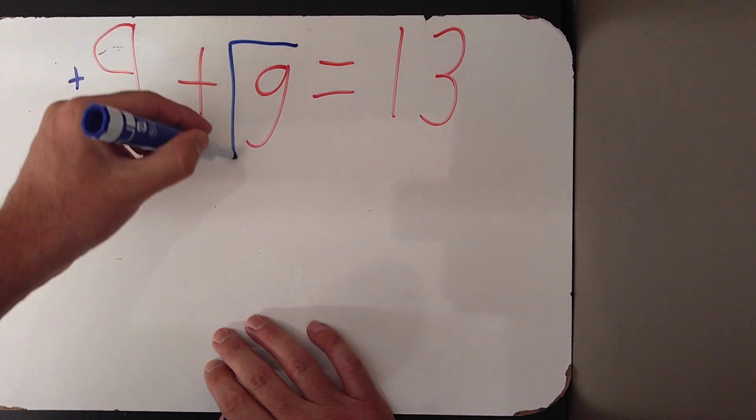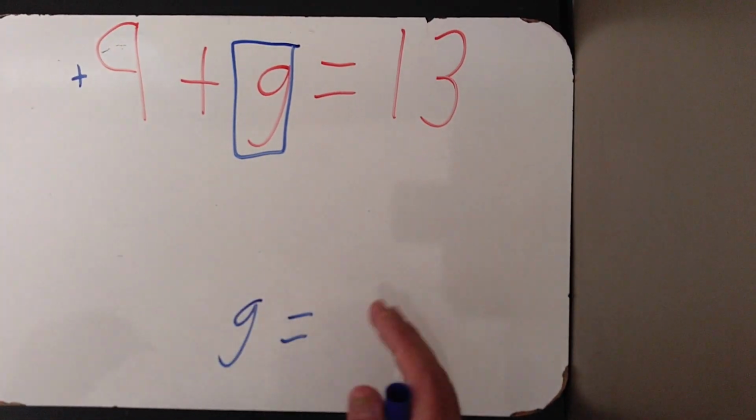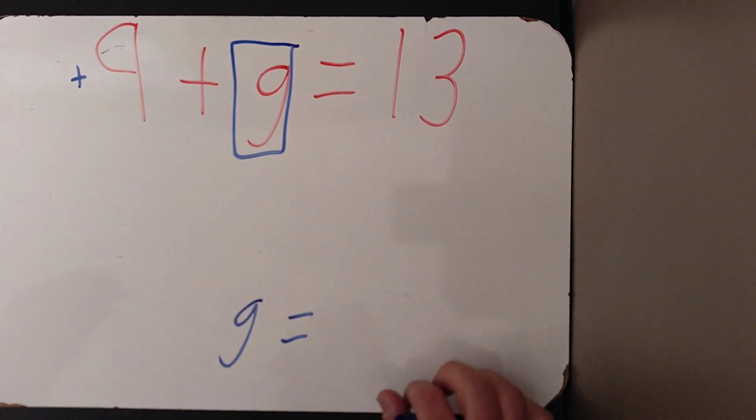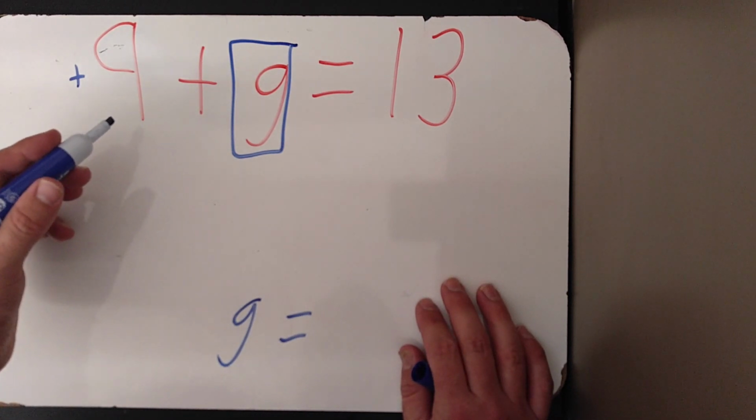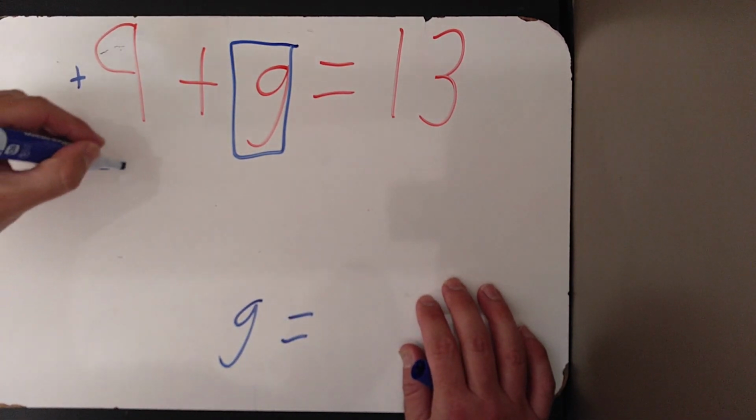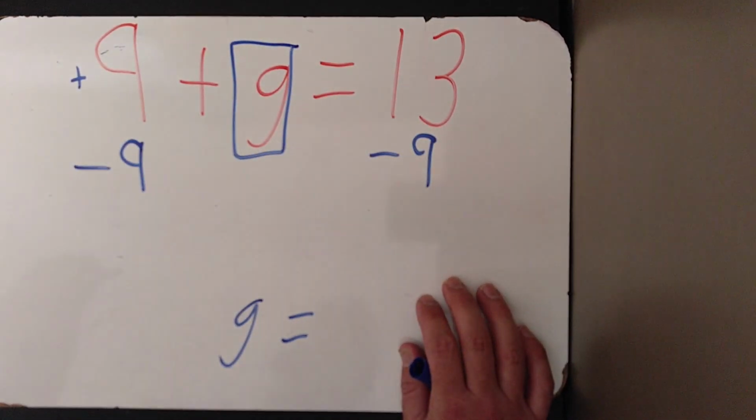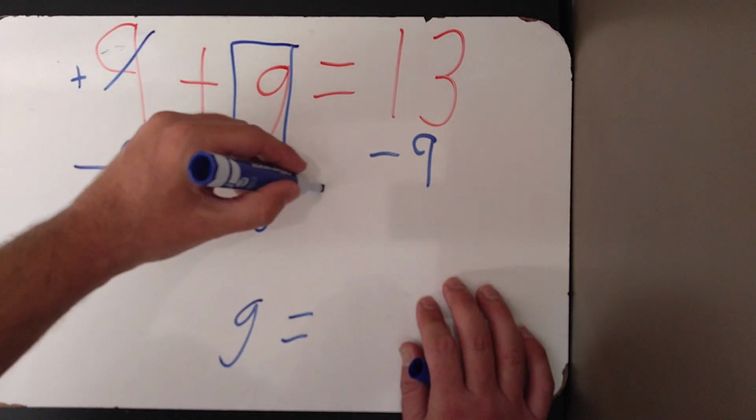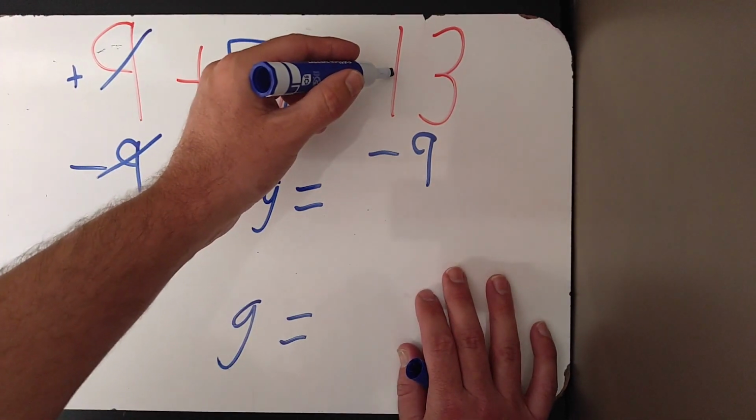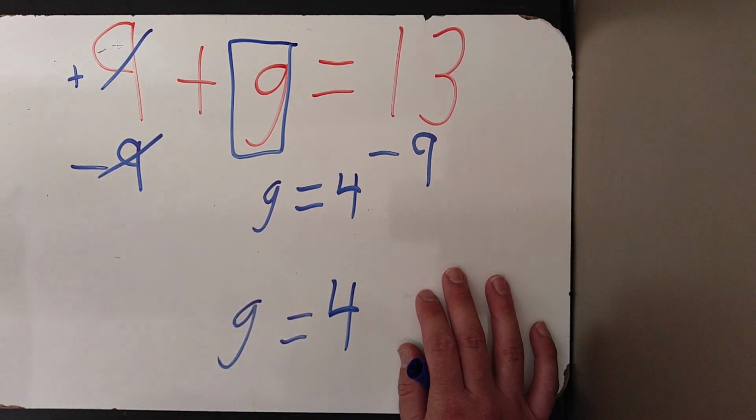You want to end up with g by itself, so you end up with g equaling a value on the right side, so you know what g is equal to. So we have a positive 9 here, so to solve this equation, we need to subtract 9 on both sides of the equation. The positive 9 and negative 9 cancel out. So over here you are left with just g, and over here you have 13 minus 9, which is 4, so you end up with g equals 4.